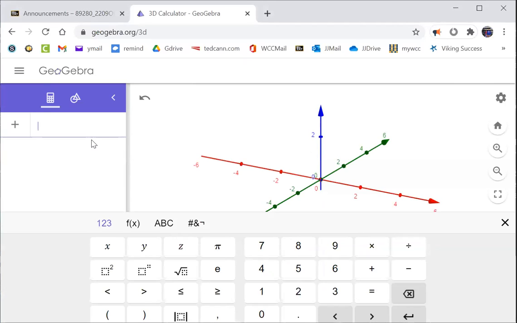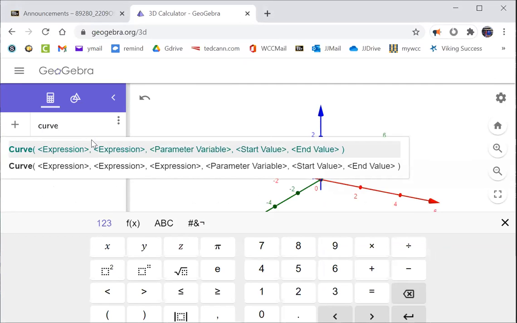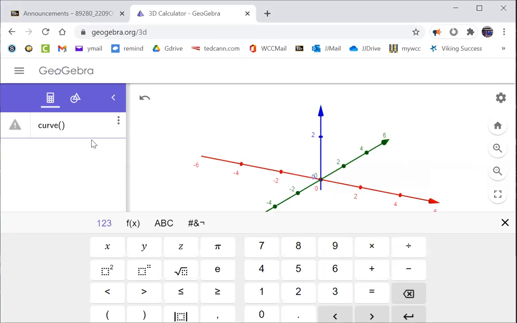Because really, in effect, we're looking at a parametric equation. Vector valued functions are modeled parametrically. So curve, e to the t, sine of t. I'm putting it in component form. Put it in parentheses.